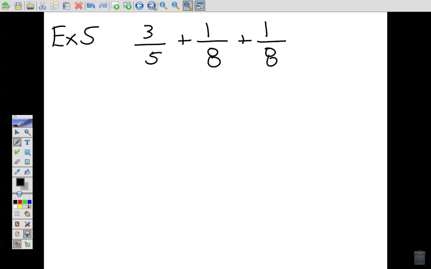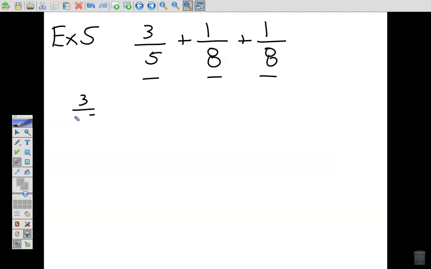We're good to go. All right, example 5. What makes this one a little different than the previous examples? Well, I've got 3 fractions. Number of ways you could do this. You could find a common denominator for all of them, and do it that way. So in other words, I could take my 3/5, my 1/8 and 1/8.